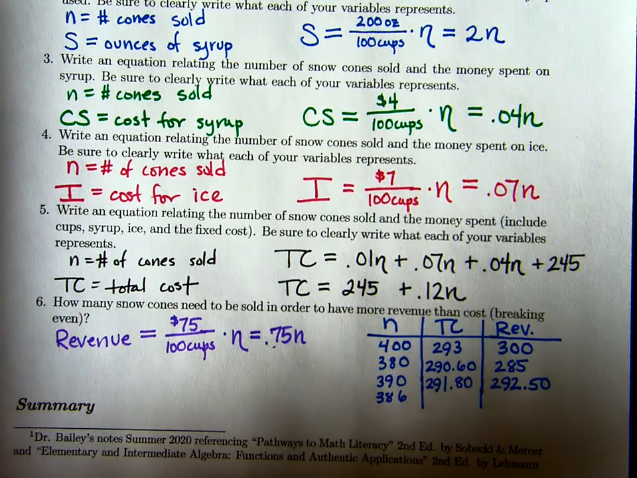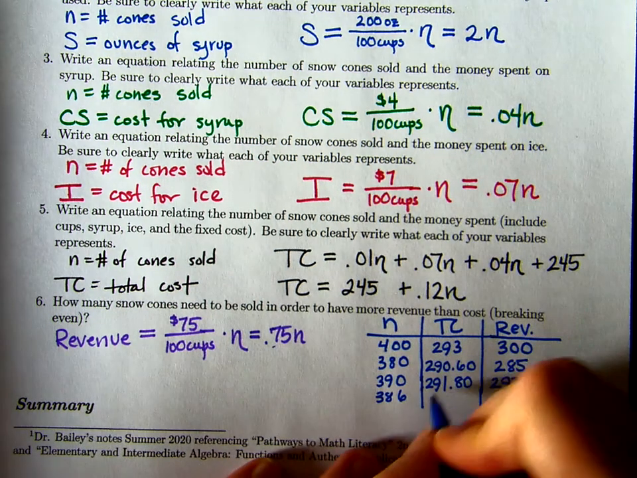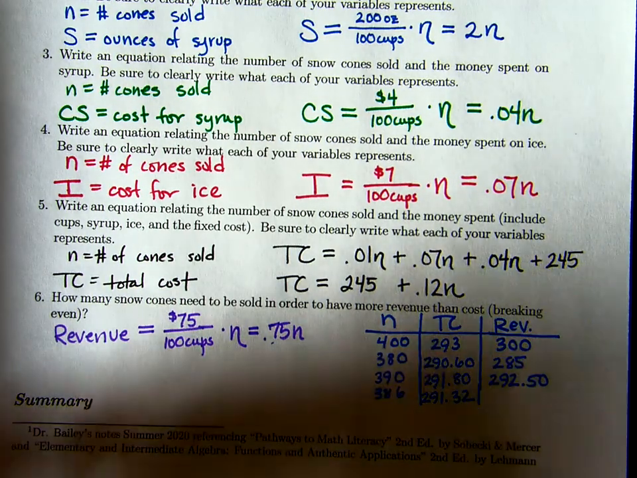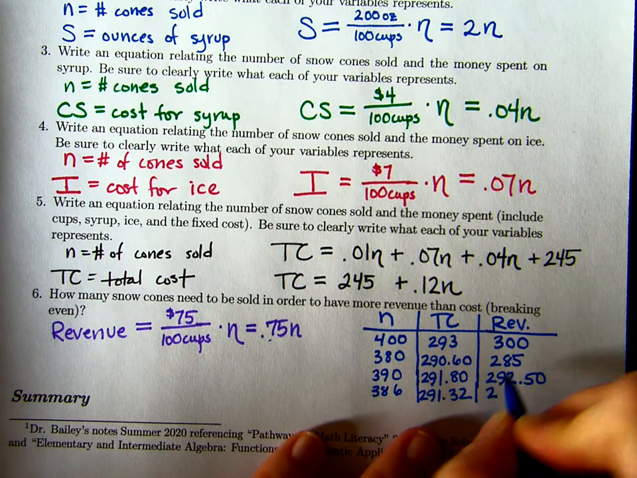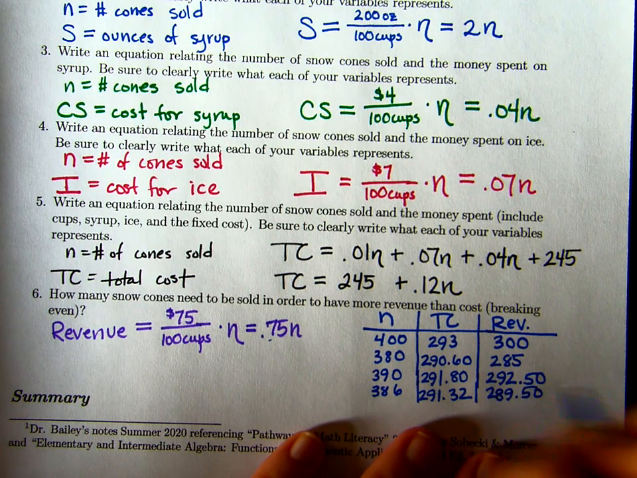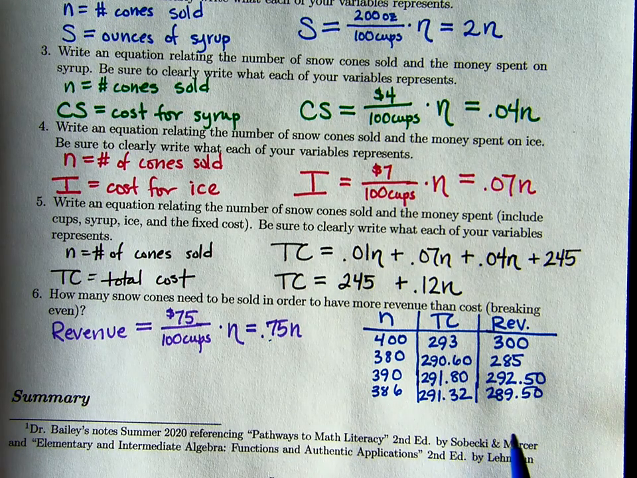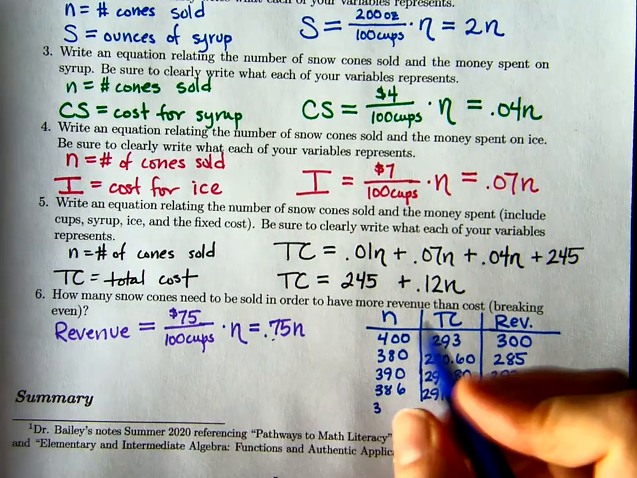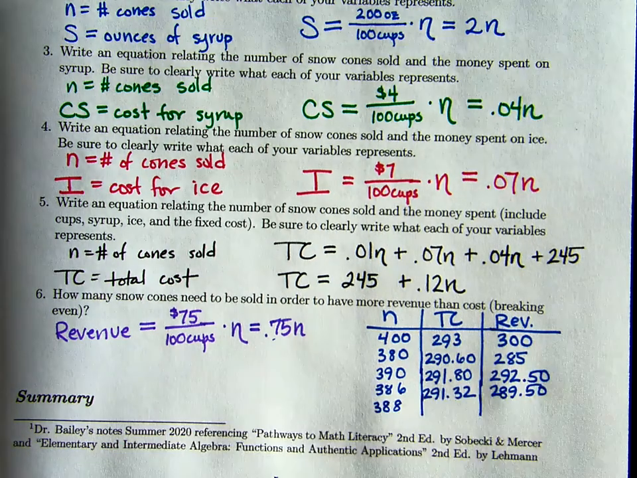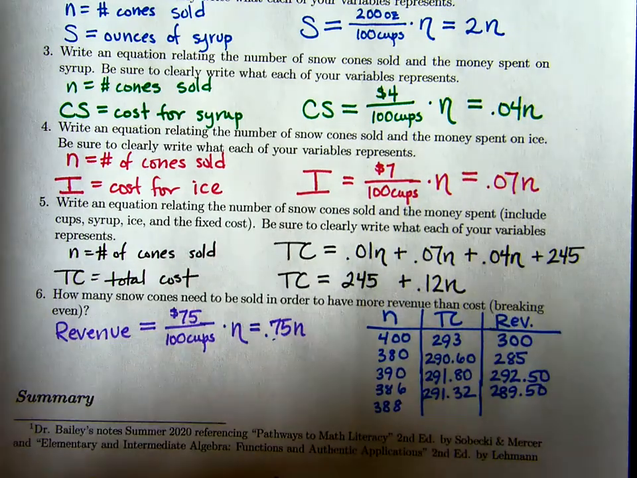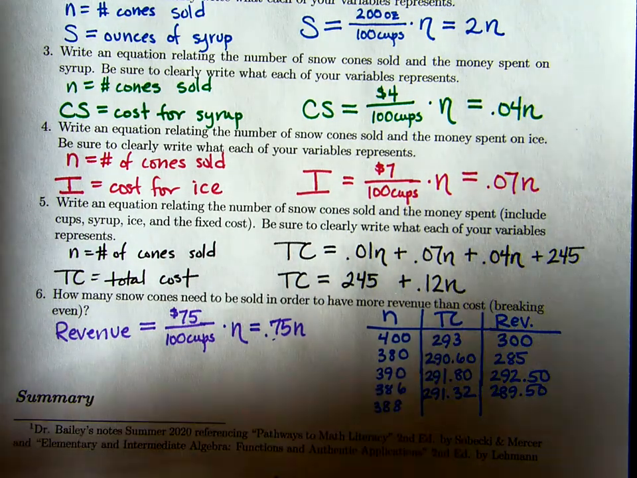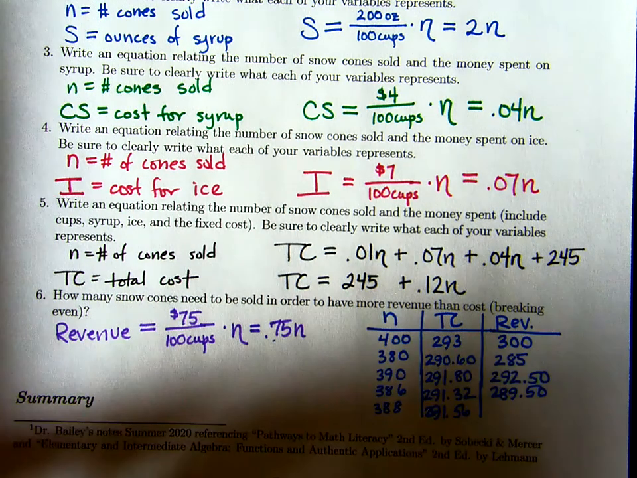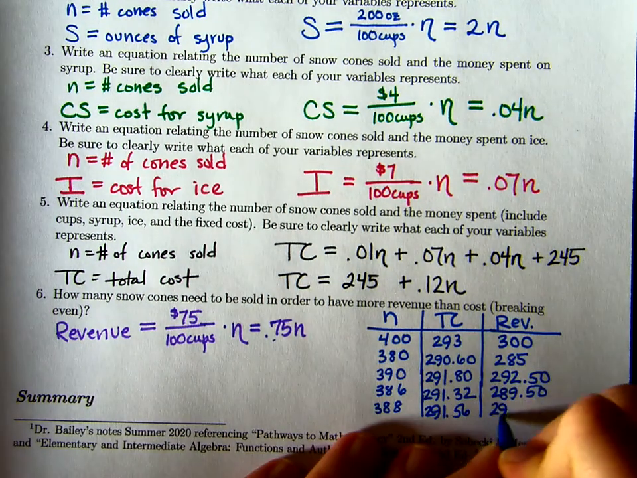245 plus 12 cents times 386, $291.32. The revenue, what was it, 386 of these at 75 cents, $289.50. Wow, that's so close. The revenue was just under, so we need to go a little bit higher. 388, I'm gonna guess. All right, here we go again. So $245 flat fee plus 12 cents times 388 of these, $291.56. And now 75 cents times 388 of these, $291.